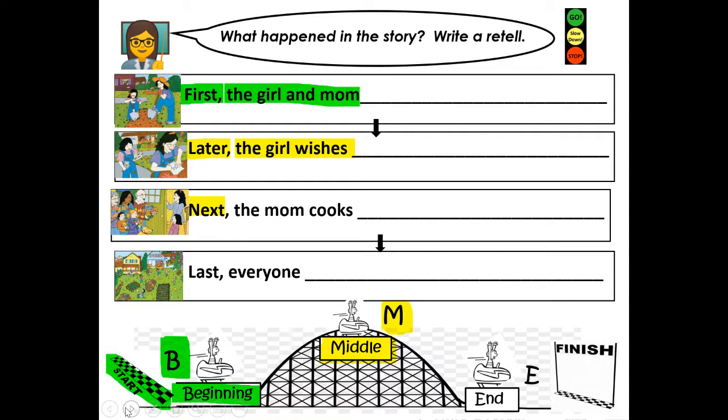Now, next, what happened next? Make sure you write next, capital N, lowercase e-x-t. Next, the mom cooks. What does the mom cook? So make sure you write this sentence frame. Write next, the mom cooks, and finish your sentence. In writing, push pause. And once you're done writing the sentence, push play.